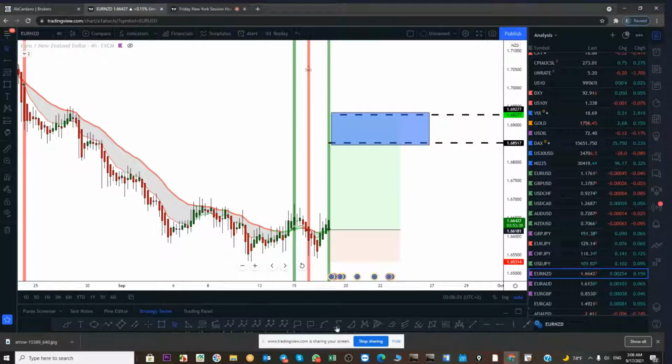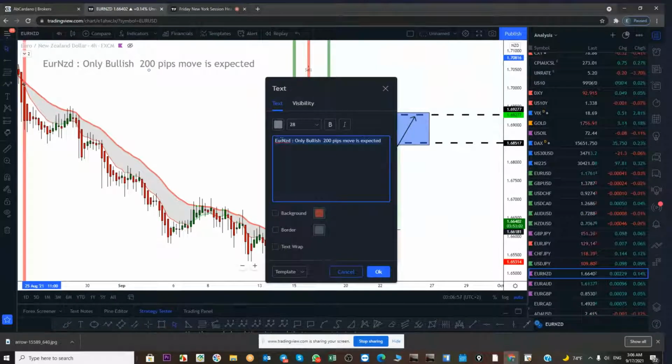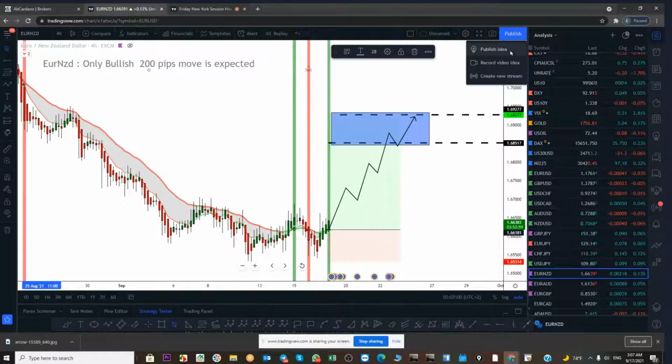So you can just type here Euro New Zealand manipulation. We're looking at about a 200 pip move. It's expected. So with this one, you can actually publish this one.